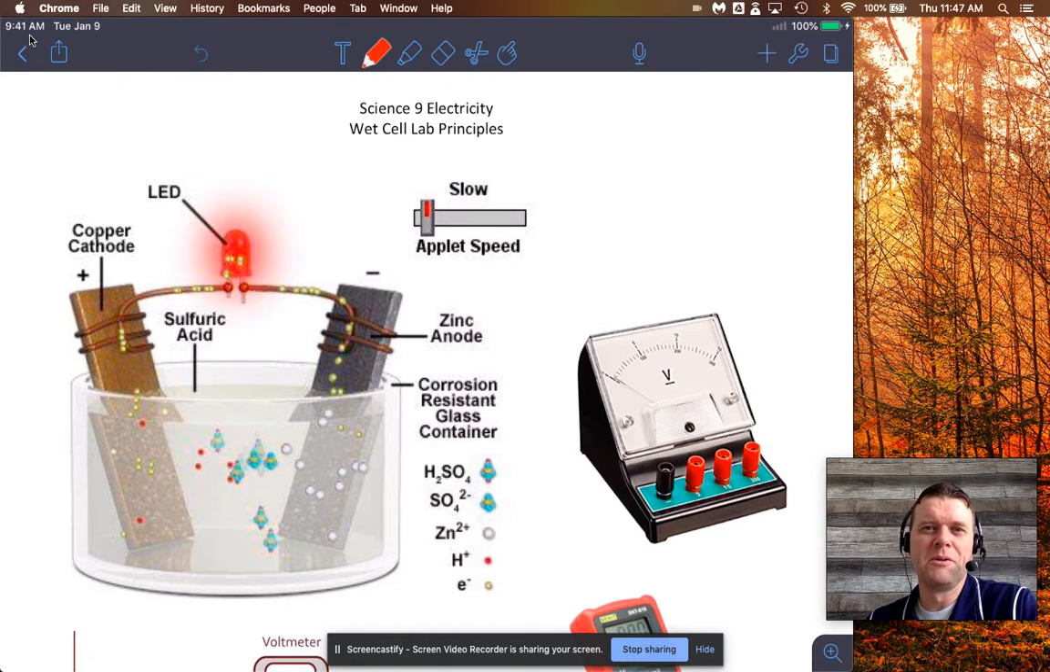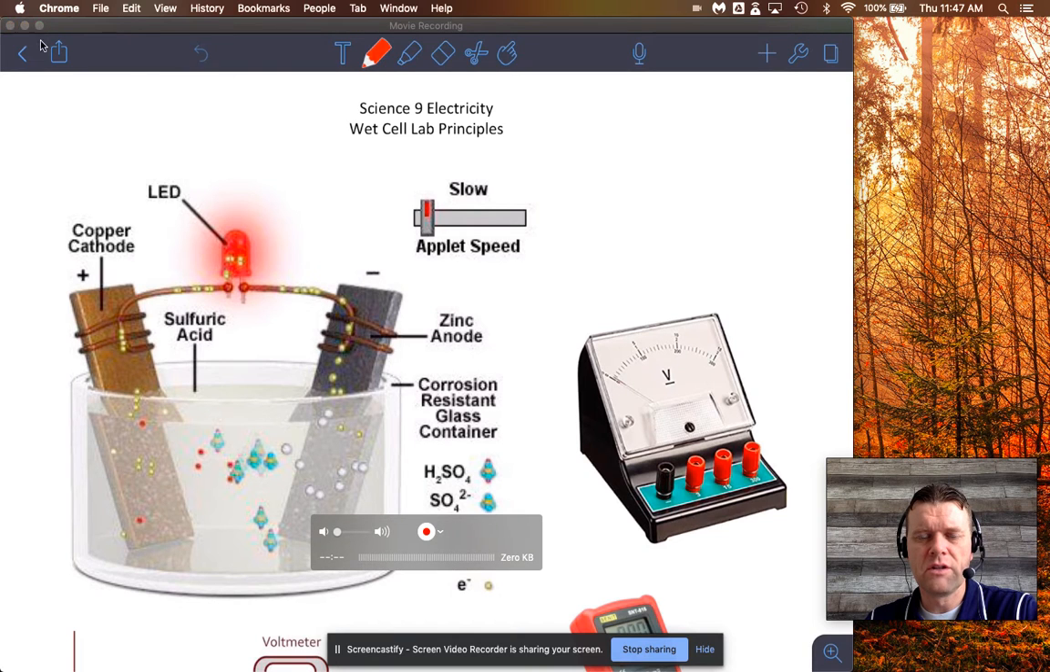I did post a video that's really good. I know it's a bit dated, but it does show how easy it is to create a wet cell, and it emphasizes the importance of the electrolyte. Again, for a wet cell, the electrolyte is a liquid, just like car batteries or any acid battery uses a liquid electrolyte.